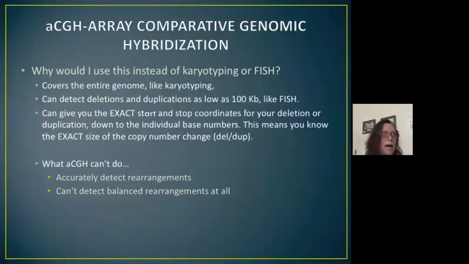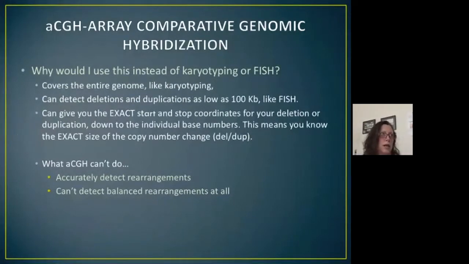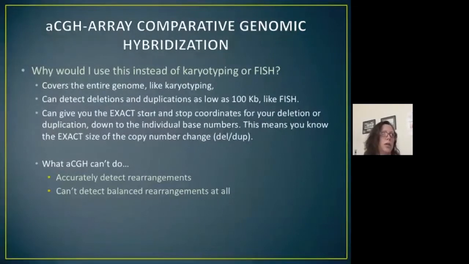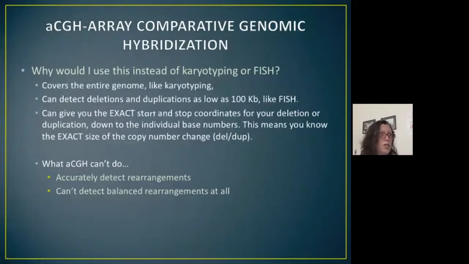Okay, so my baby is array comparative genomic hybridization. aCGH, that's right. It covers the entire genome like karyotyping, but you can detect deletions and duplications at a much higher resolution. Kind of like FISH, but better because it covers more areas. FISH covers only specific small segments. Microarray covers the entire genome.